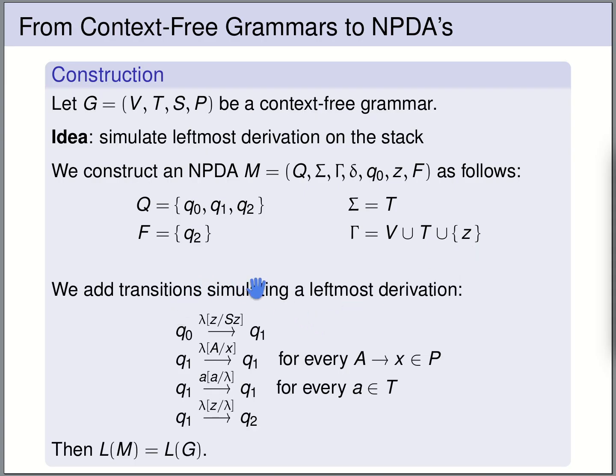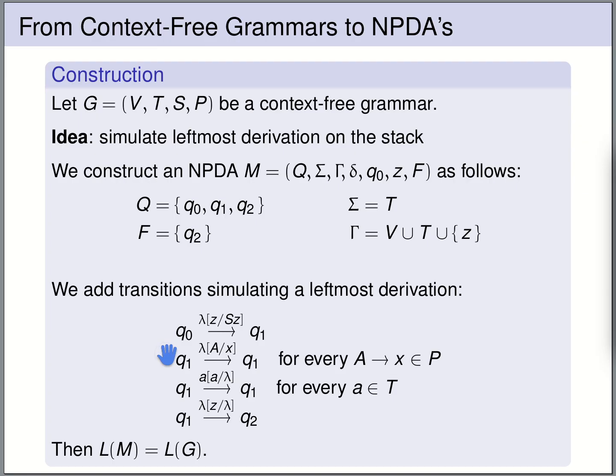From our starting state Q0 to Q1, we have a transition that does not consume any input. It just puts the starting variable S on top of the stack. Z, the stack start symbol, remains on the bottom of the stack. Now we have 2 transitions from Q1 to Q1.